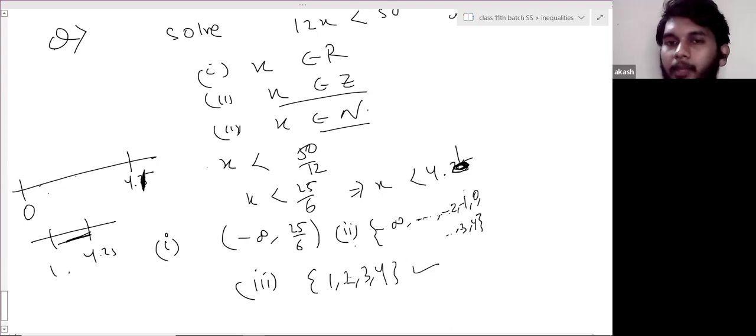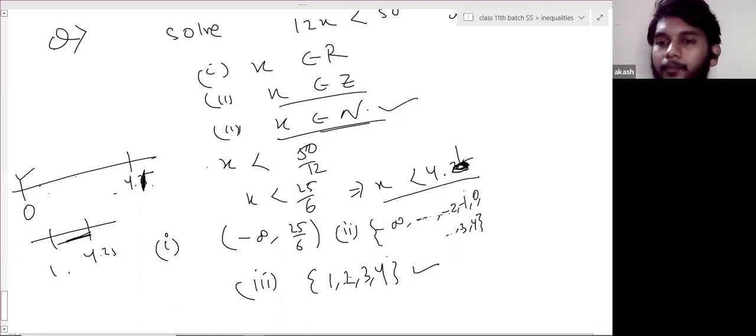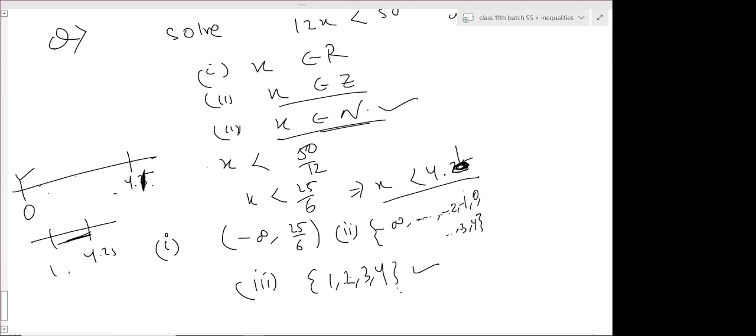This is the answer. X is a natural number from 0 to 4.1, because X is less than 4.1, and X cannot be less than 0, because X is a natural number, right? Yes. Is this clear? All right. Fahad, this is clear? Yes. All right.